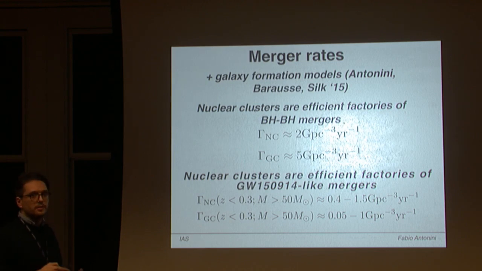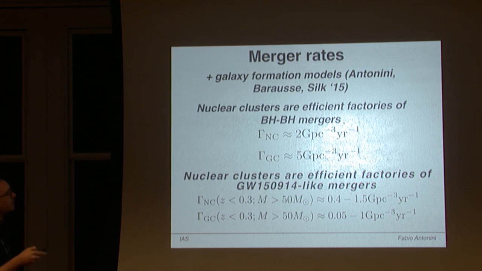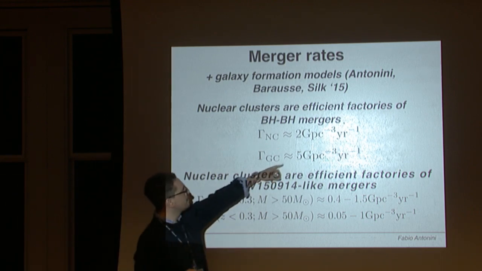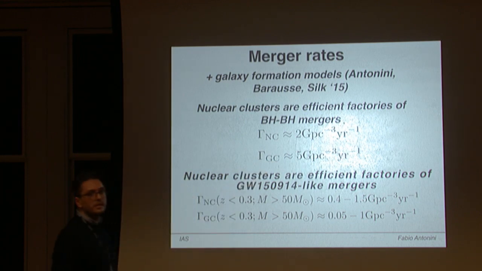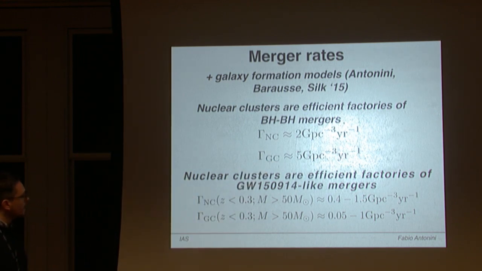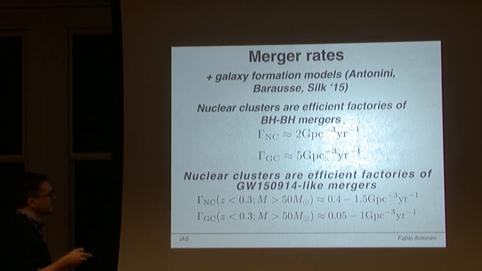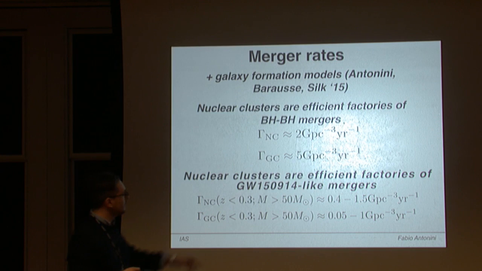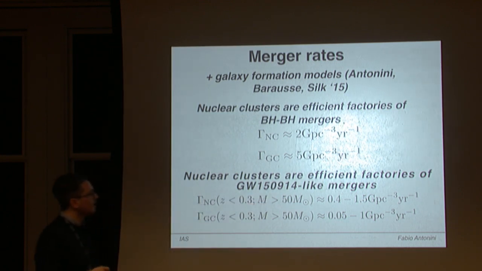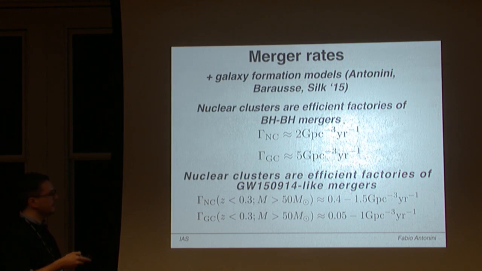And these galaxy formation models allow us to have an estimate of the number density of nuclear clusters in the local universe, which is needed to obtain a merger rate. This is found to be comparable to the merger rate per volume of globular clusters, although a little smaller by a factor of 2. But we also find that nuclear clusters produce more massive black hole binaries than globular clusters do. And therefore, the rate of mergers such as GW150914 produced by nuclear clusters is slightly larger than the rate from globular clusters.